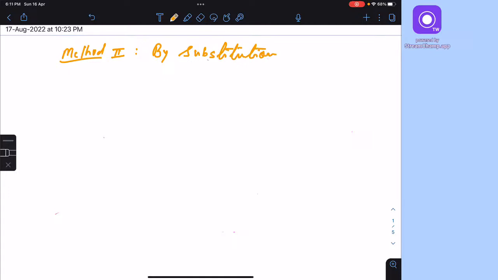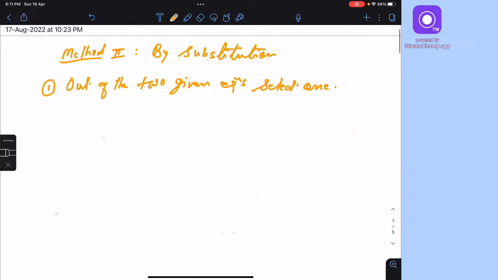So here, first thing we have to do is, out of the two given equations, select one. Now here you have a choice of which one to select. I will show you. Selecting any equation, you will get the solution, but for your convenience you can select the suitable equation.